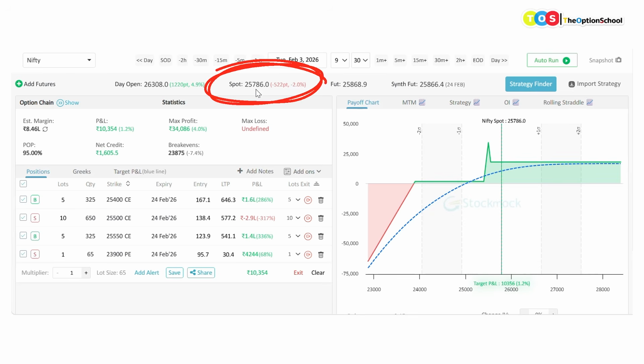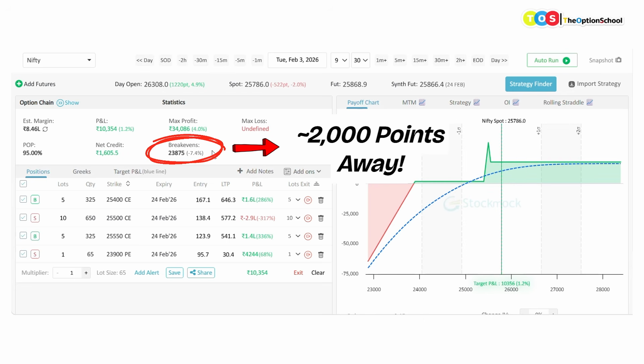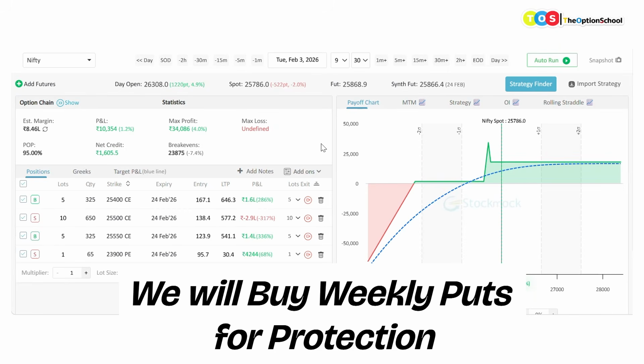Market is just 25,786. On the upper side there is no break even point. Downside 23,875, which is almost now 2,000 points away. I need a 2,000 points fall for this trade to give me a loss, right? So that kind of fall can happen. I am not denying that. So obviously it is always better to buy some protection on a weekly basis, right?